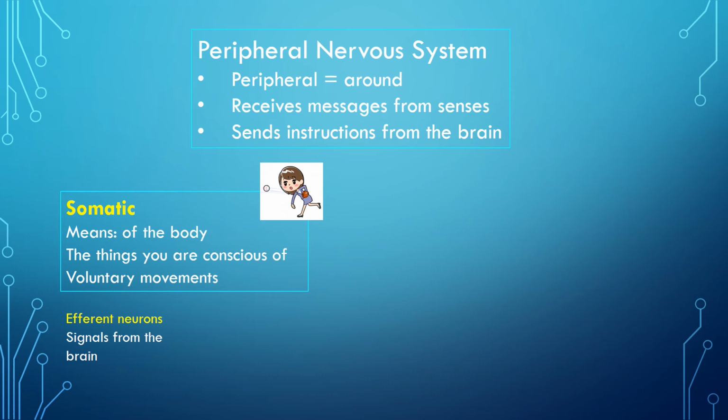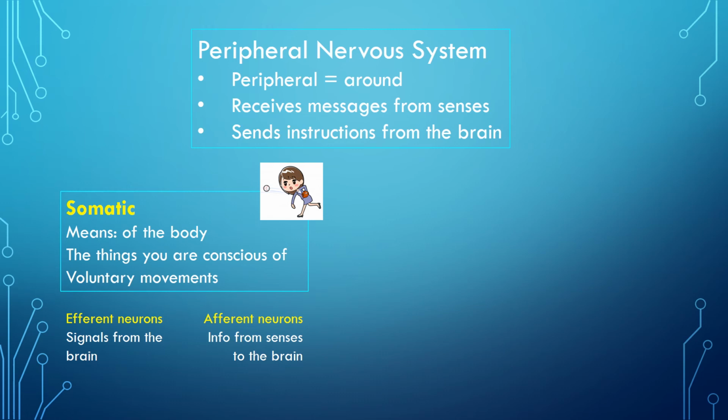And again, we must emphasize that it's the efferent neurons that are bringing signals from the brain and the afferent neurons that are taking information from your senses up to the brain. So that's quite simple, really. That is all about the movements that you are consciously controlling.